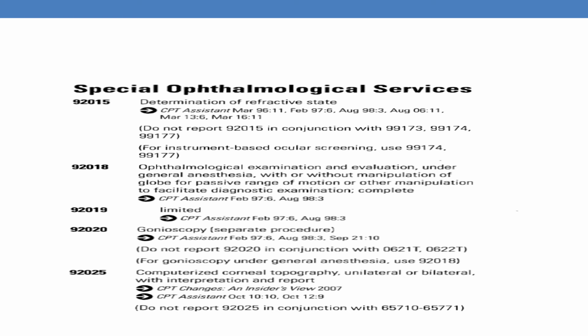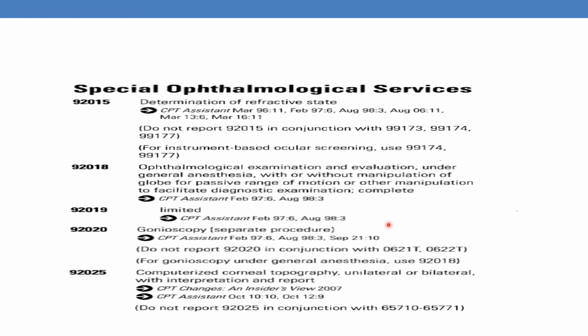Now coming to the various CPTs that come under special ophthalmological services. The first one is 92015. It is used for the determination of refractive state. The next CPT is 92018. It is used for ophthalmological examination and evaluation under general anesthesia with or without manipulation of the globe for passive range of motion or other manipulation to facilitate diagnostic examination, complete.